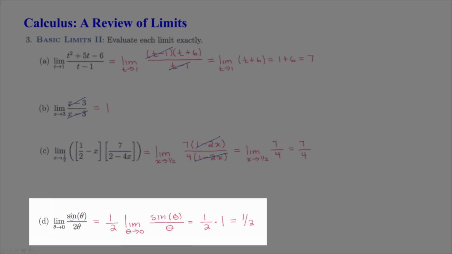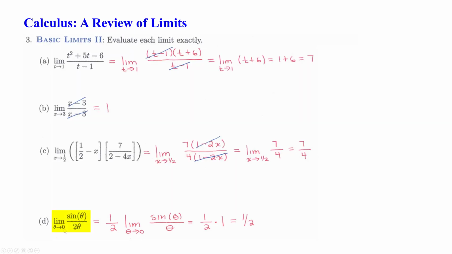So we don't have a theorem which says, what's the limit as theta goes to 0 of sine theta over 2 theta? So we don't have a theorem for that. Why? Because we don't need one. Because we can move this constant out, and now it's 1/2 times the limit as theta goes to 0 of sine theta over theta. That limit we know is 1, so now we can evaluate the limit of this function at 0.